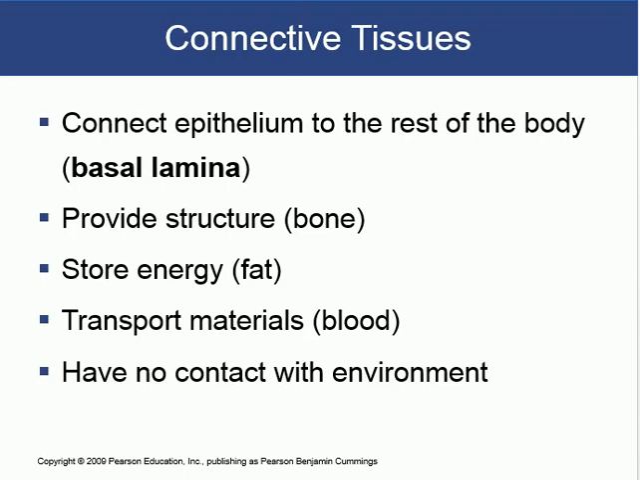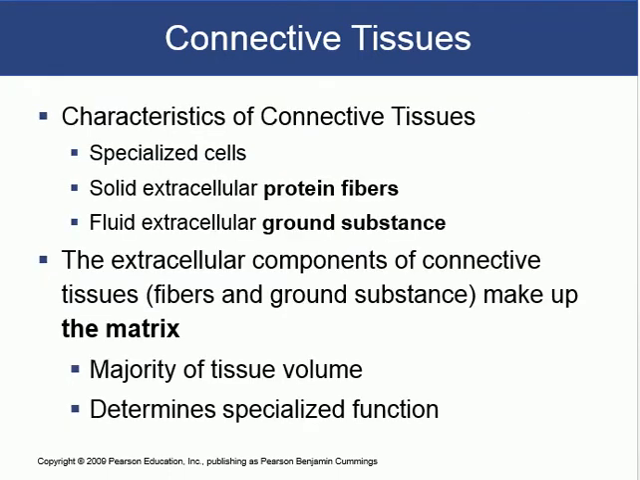Okay, connective tissue will be the next part, which is connect. There is a basal lamina and it connects over it. And bones are connective tissue, fat is connective tissue, blood is connective tissue. They do not have contact to the environment. That's why it's called connective. It's connecting, it's within, it's the filling inside. It's not outside. And the rule, as I mentioned before, is it one of the three? No, it's connective.